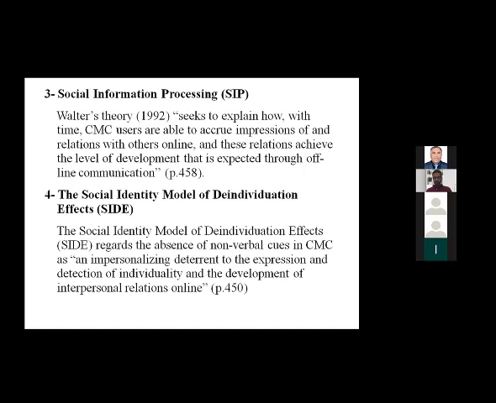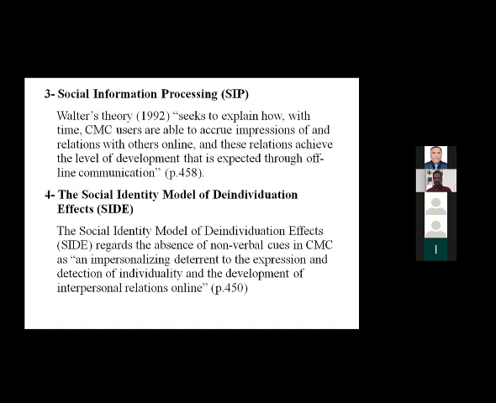The assumption of the SIP theory is that communicators in CMC can reduce interpersonal uncertainty, or as it is known, uncertainty reduction. Because people with whom we communicate online, sometimes even when we belong to one virtual learning group, some people, some students, use an avatar or a persona, which means that we cannot know the person. He or she is anonymous. So this theory tries to solve this problem.